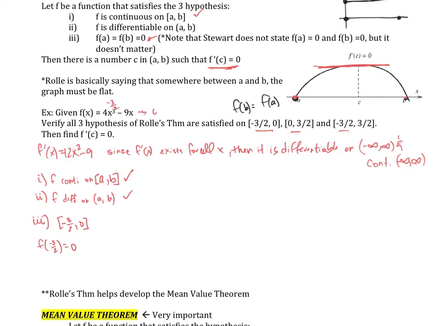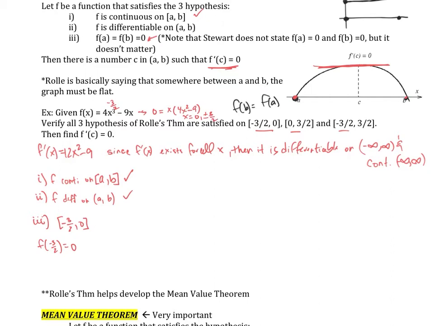You can actually do something like this for this particular problem: take out an x, and you're going to be left with 4x squared minus 9. Solve this and you're going to get x equals 0 and plus or minus 3/2, if you wanted to do it that way.